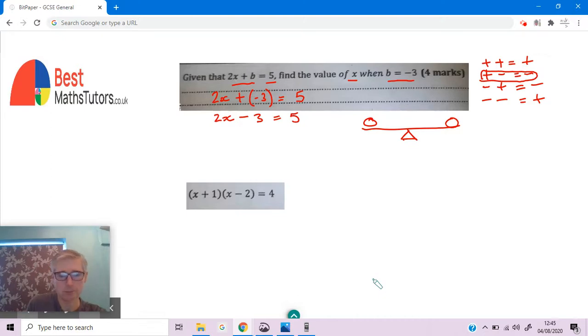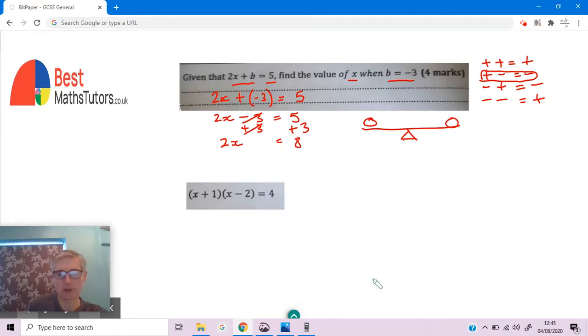So here, I'm going to add 3 onto this side because a -3 and a +3 are going to cancel each other out. But because I've done that there, I've actually got to do the same thing there. So that would leave me with the -3 and the +3 cancelling each other out. And I end up with 2x equals 8.